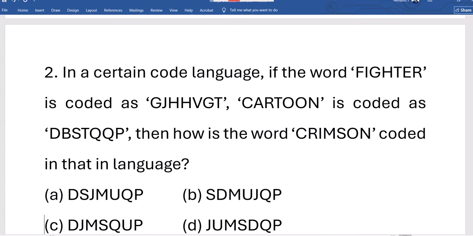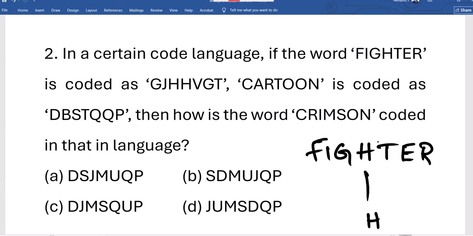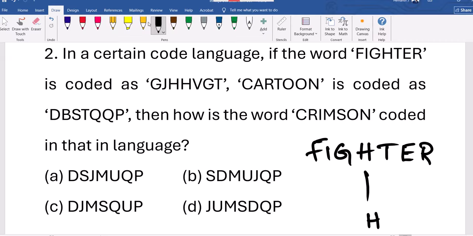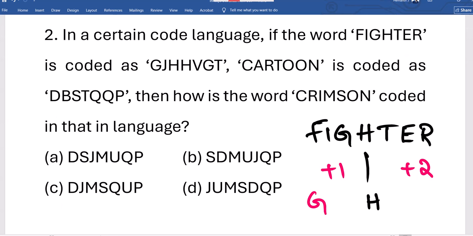Fighter is coded as GJHHVGT. So what's the logic? Plus 1. See this question. Okay, previous question, why I skipped this, it's routine logic, but this one, if you see, the middle one as it is. First group plus 1. Next group plus 2.